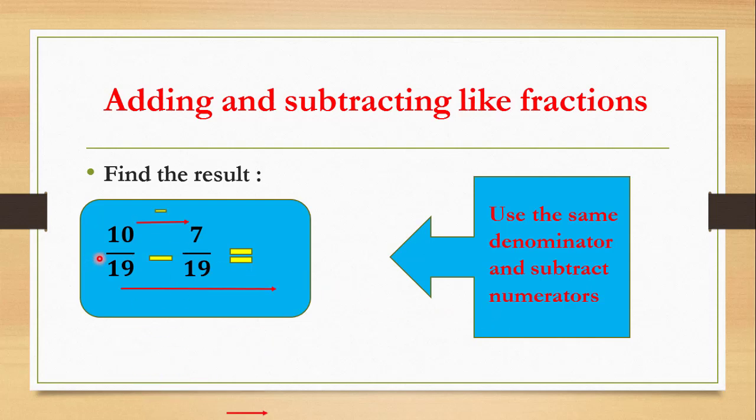So I'll put 19. This is the same bottom number, or the same denominator. Then 10 minus 7 equals 3. So the result is 3 over 19.